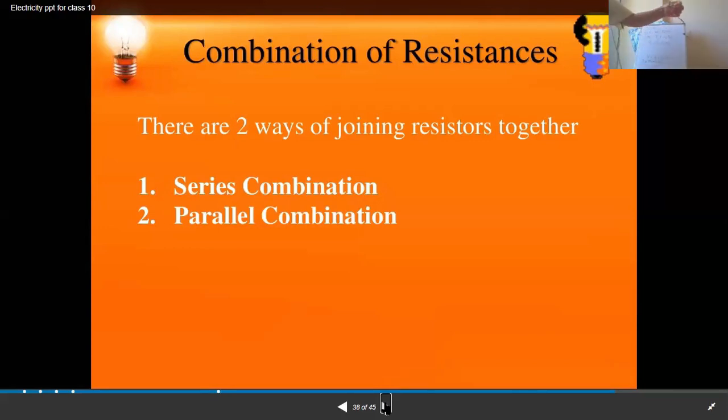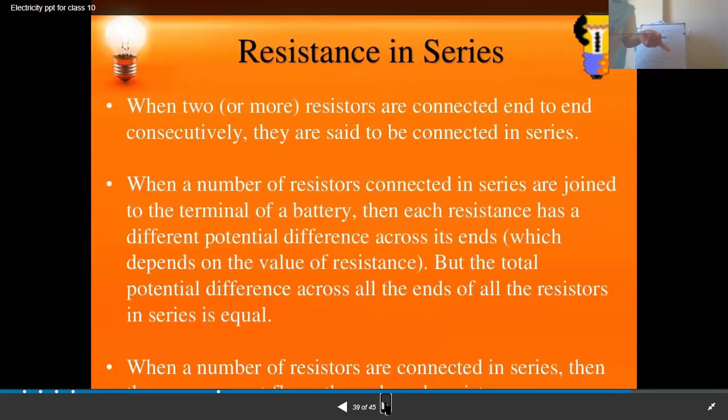You are seeing that I am having in my hand the electric circuit which we use during Diwali. Here, this bulb is a resistor. This is again a resistor. This is again a resistor. All these resistors have been connected end to end. When the resistors are connected end to end, this type of connection is called series.